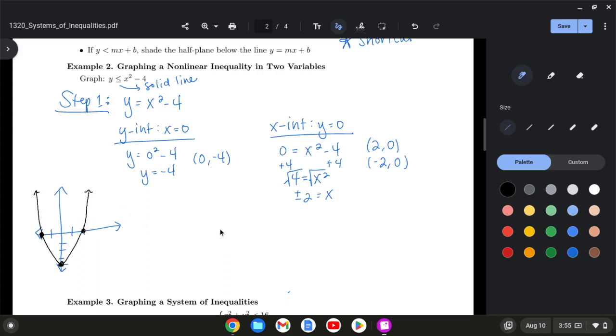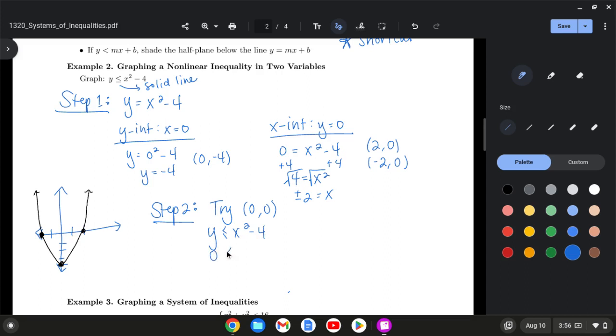And it is a parabola. All right, so now step 2, we need to choose a test point. And so again, we are lucky, 0, 0 is not on our parabola, so we're gonna test that one. So plugging it into our original inequality, y less than or equal to x squared minus 4.